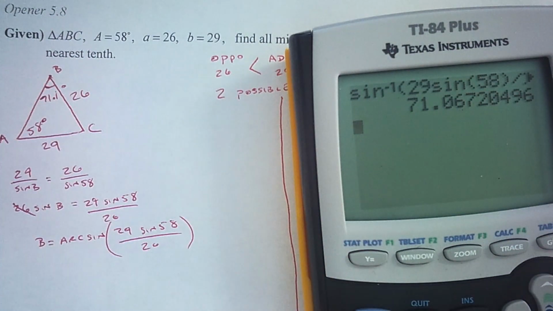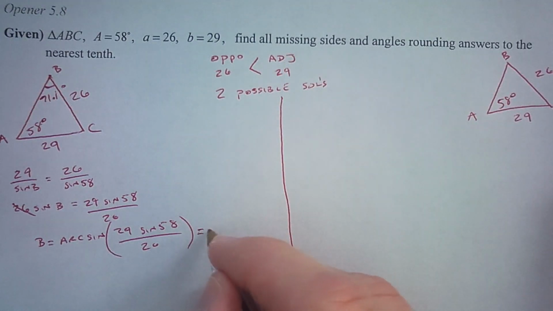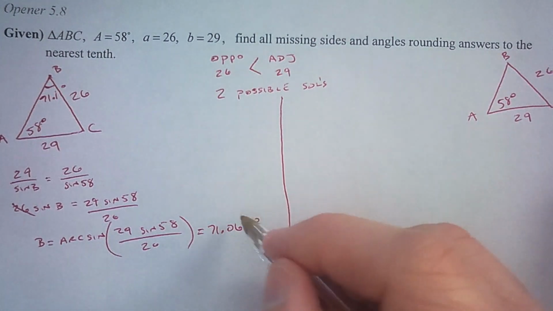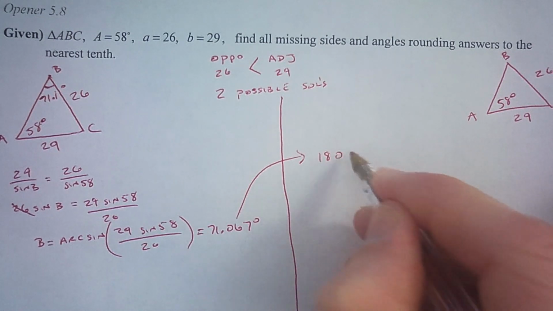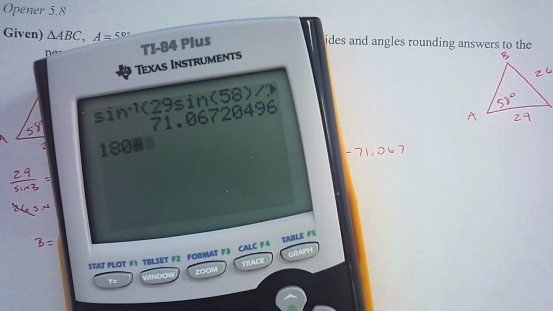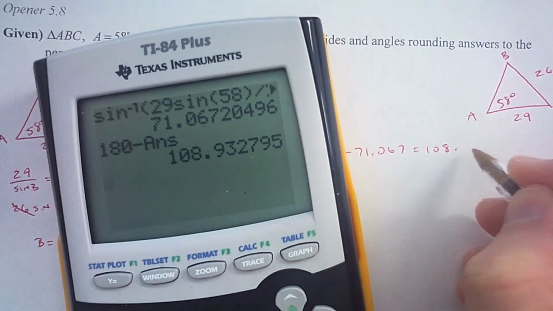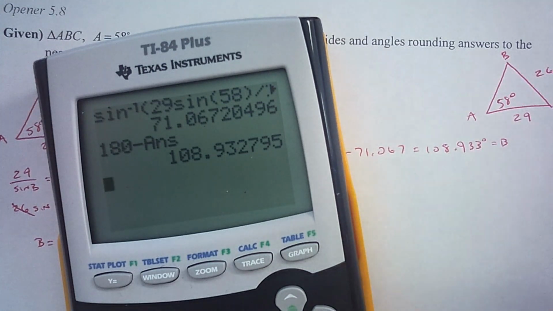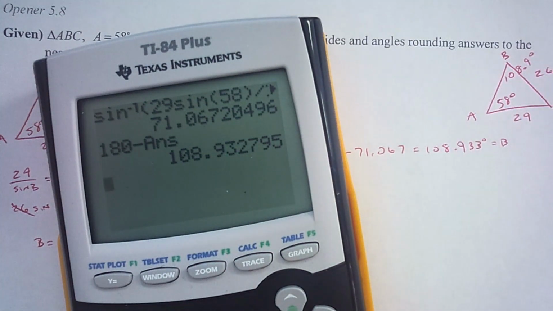Okay, now just in case I need to use that for any further calculations, I'm going to keep 3 decimal places, 71.067 degrees. Okay, now I'm going to use that over here and find its supplement, so 180 minus 71.067. And I get 108.933 degrees, so that is the other possibility for angle B, so 108.9 degrees.